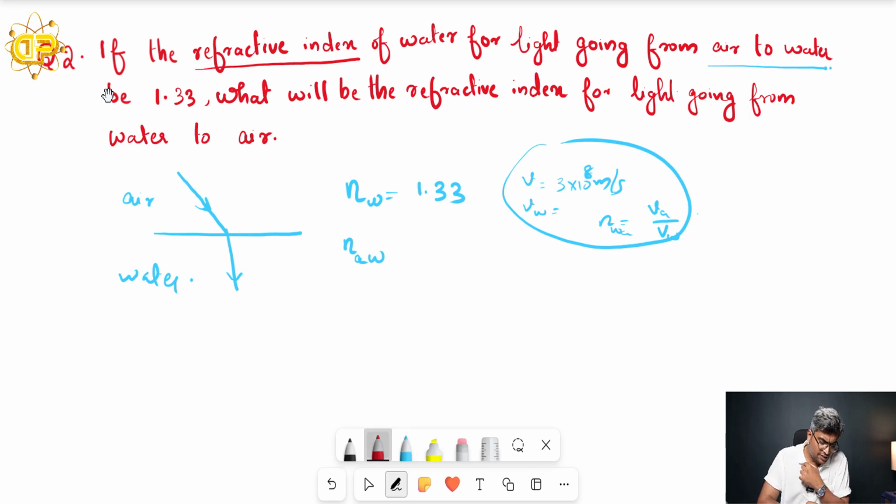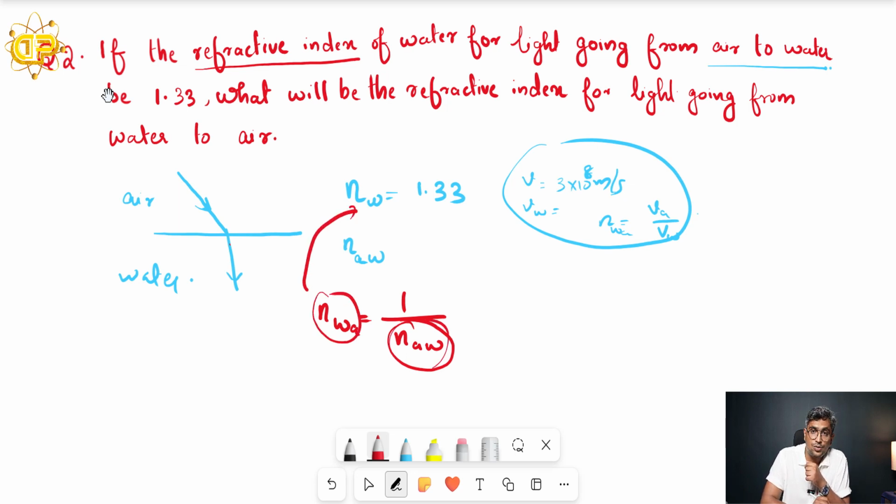But if you know this equation, that is NWA is equal to the reciprocal of NAW, that is NWA is equal to 1 by NAW. This is the reciprocal of the refractive index of light once it travels from air to water. This is what we need to find out. We already know the values there, right?